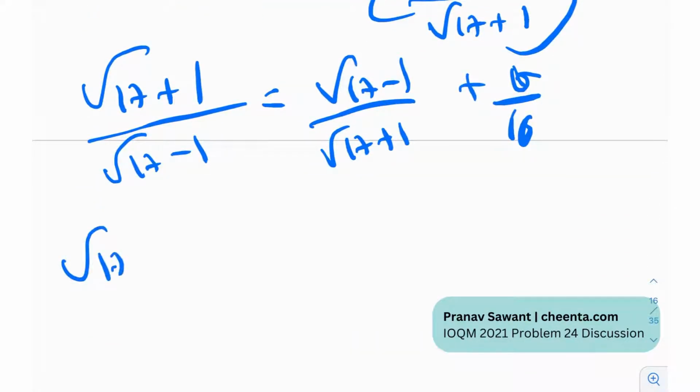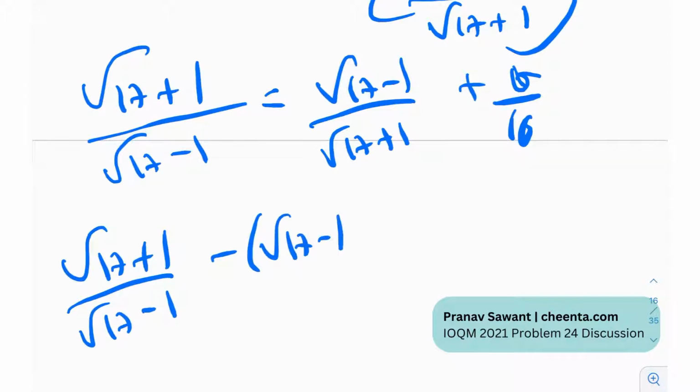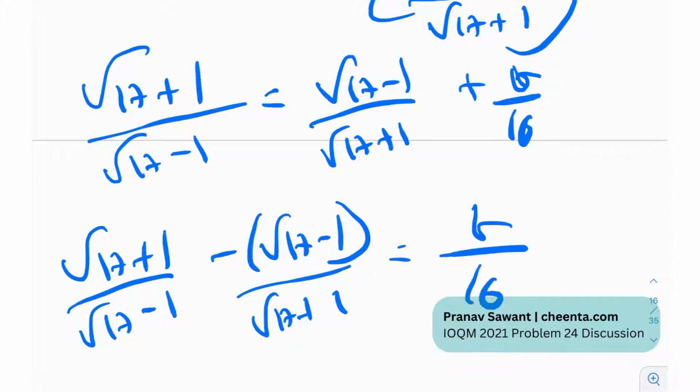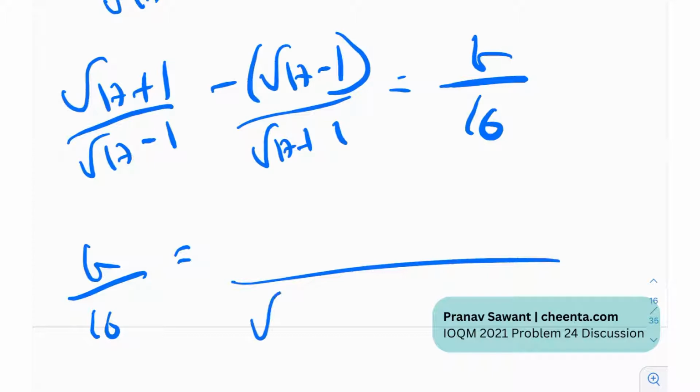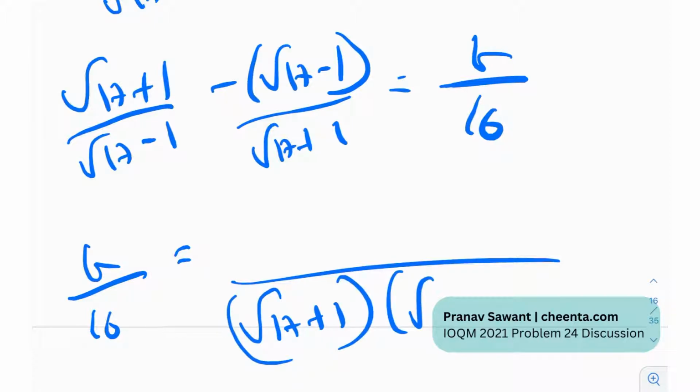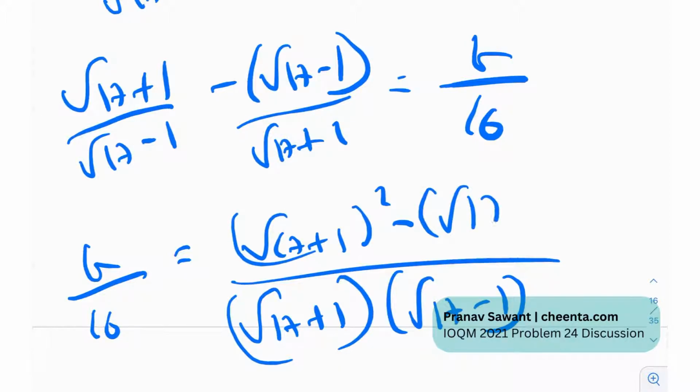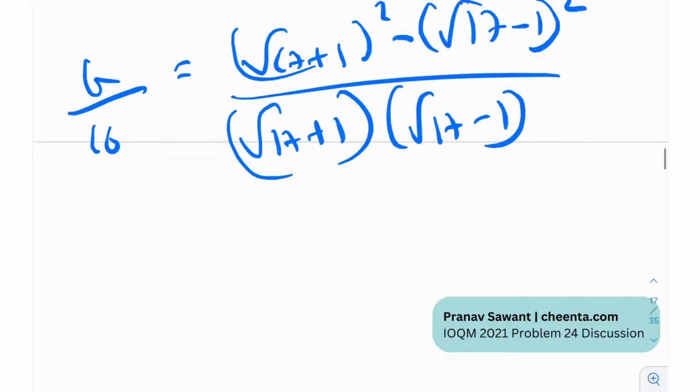Now, (root 17 plus 1)/(root 17 minus 1) minus (root 17 minus 1)/(root 17 plus 1) is equal to B by 16. So if I just simplify this, B by 16 actually becomes (root 17 plus 1) times (root 17 plus 1) minus (root 17 minus 1) times (root 17 minus 1), over (root 17 minus 1) times (root 17 plus 1), and this becomes (root 17 plus 1) whole squared minus (root 17 minus 1) whole squared.